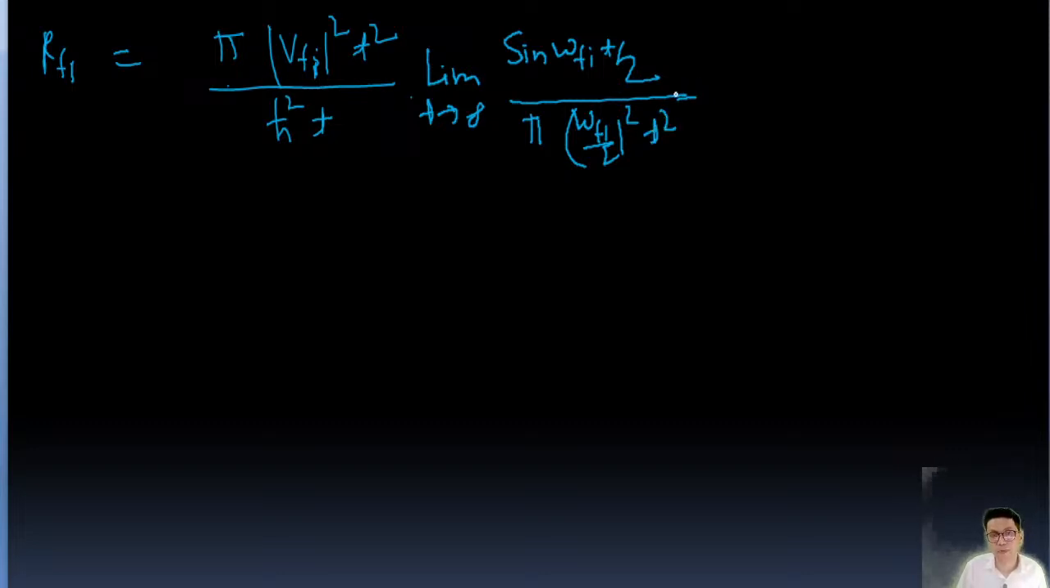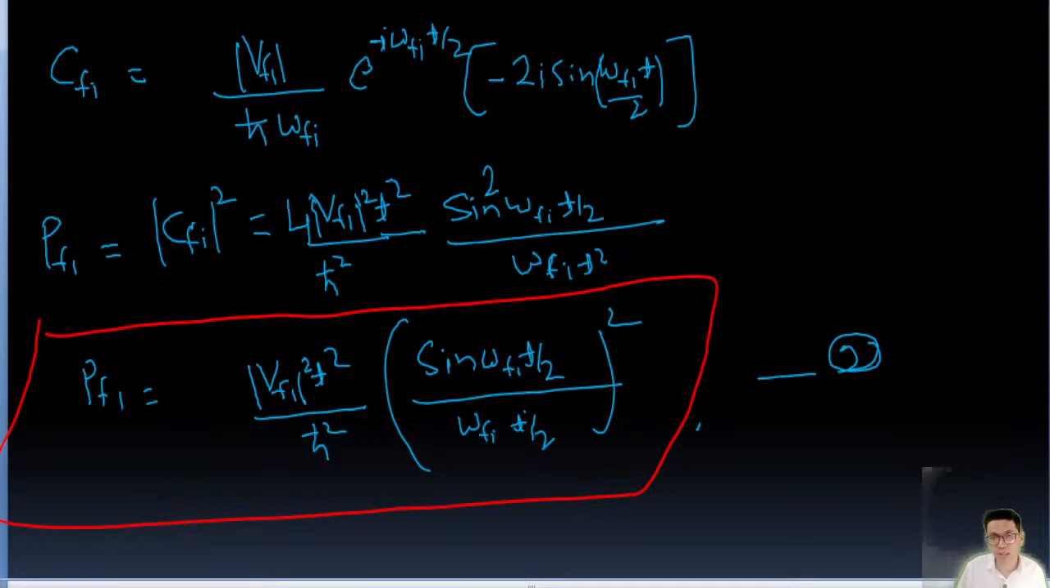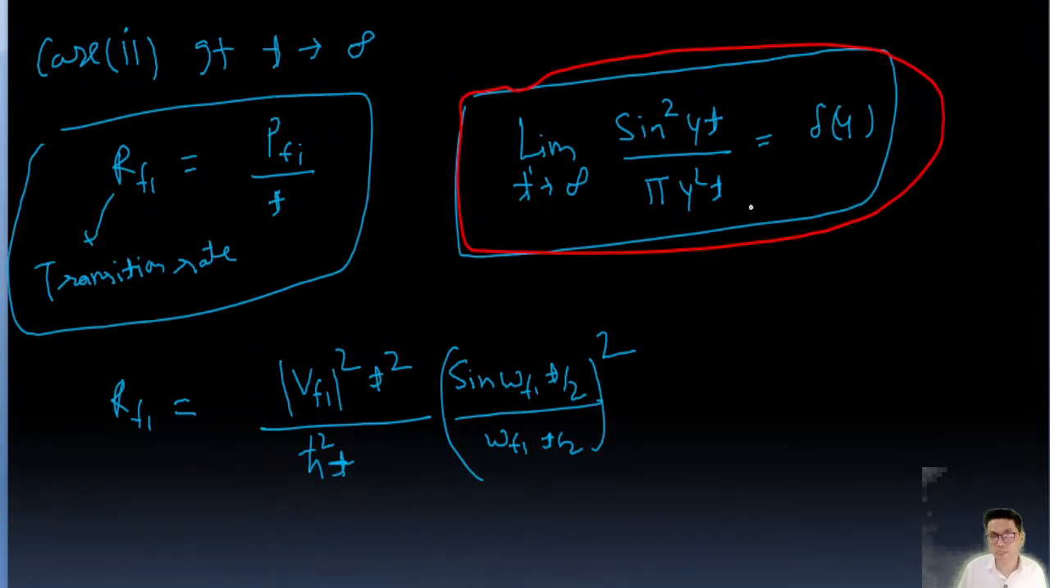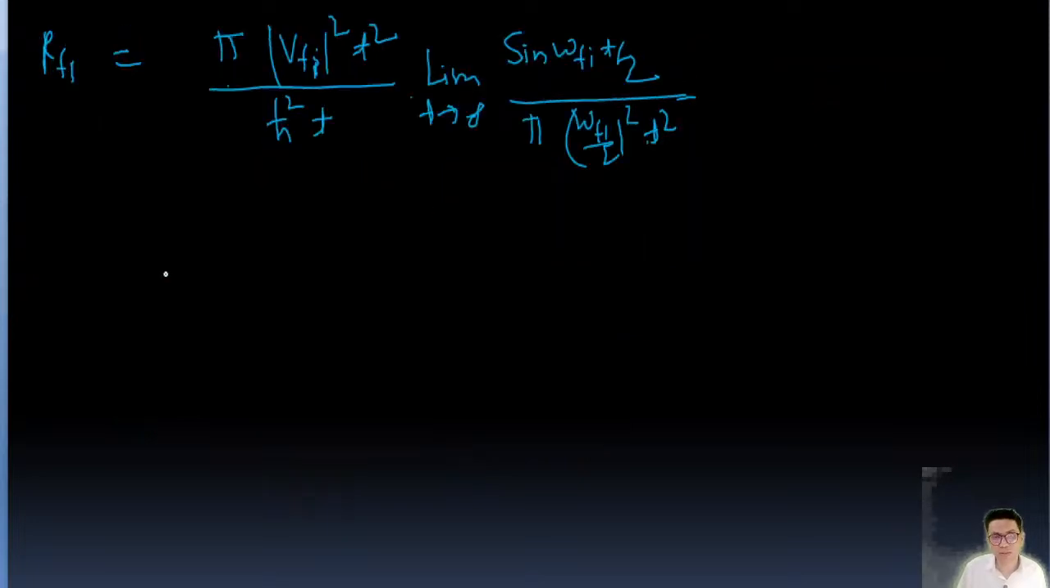T square will get cancelled, and t will be here, right? And we can use this formula: limit t tends to infinity of sine square yt upon pi y square t is delta y. So here, instead of y, the value is omega fi, right?